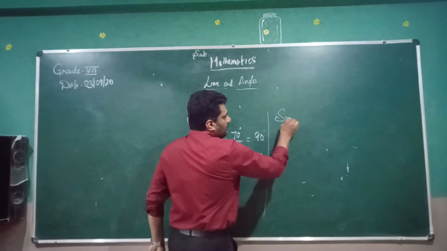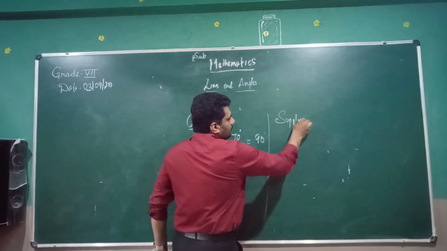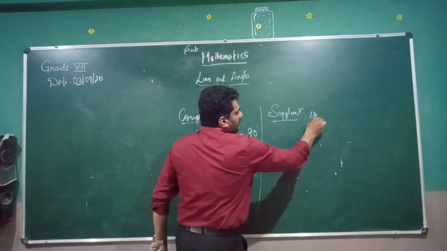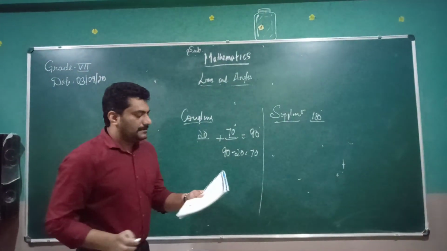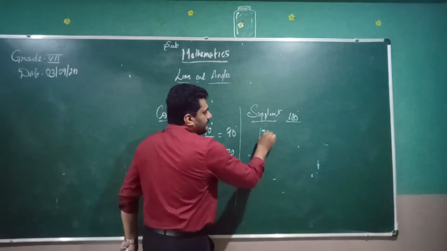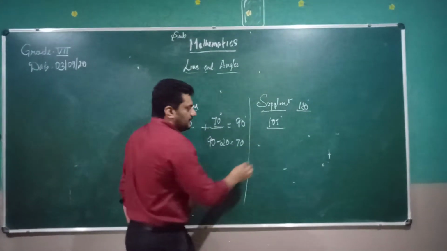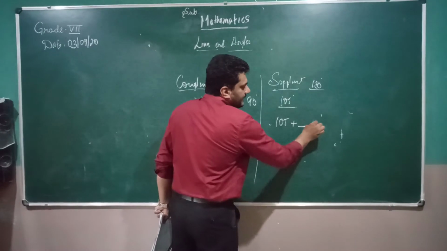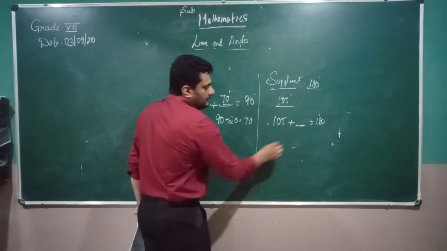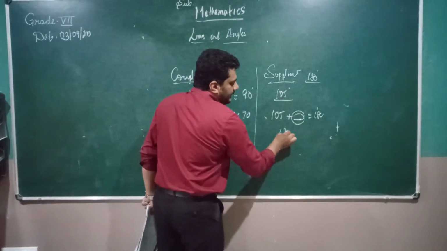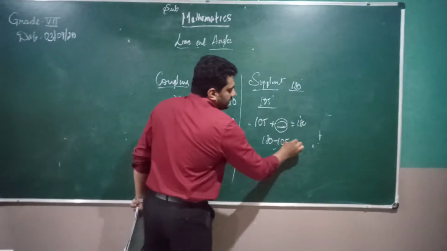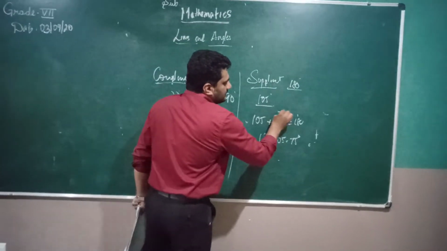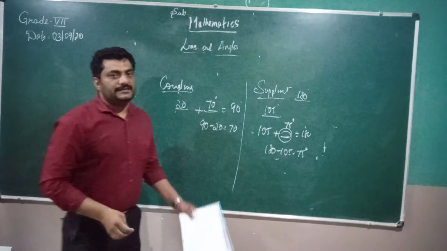Supplement, which is nothing but 180 degrees. They have given 105 degrees. What is the other angle? That means 105 plus, we don't know this angle, which is equal to 180. So this angle will be 180 minus 105, that is 75 degrees. So this is 75 degrees.